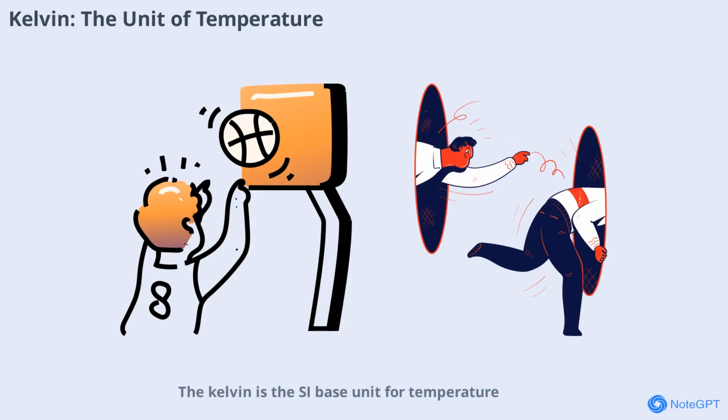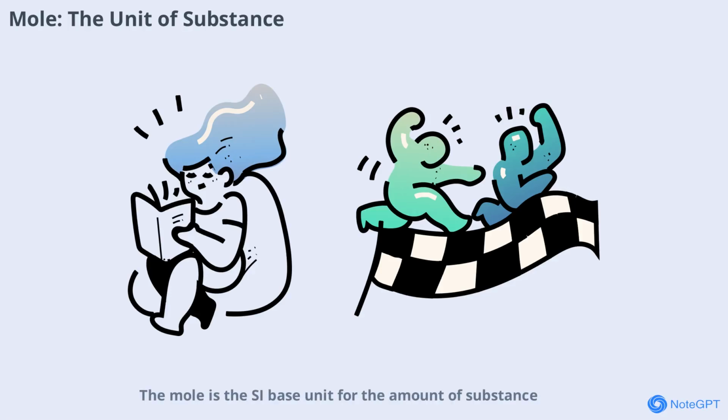Kelvin is the SI base unit for temperature. It is defined by the fraction 1/273.16 of the thermodynamic temperature of the triple point of water. More recently, it's tied to the Boltzmann constant, providing a direct link to fundamental physics. The Kelvin scale starts at absolute zero, the coldest possible temperature, making it essential for scientific research and understanding thermal phenomena.